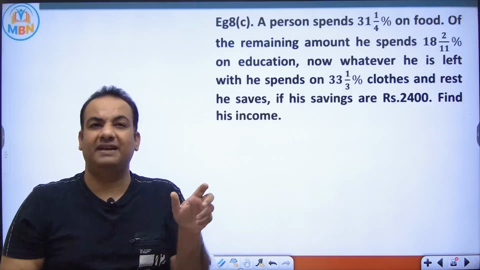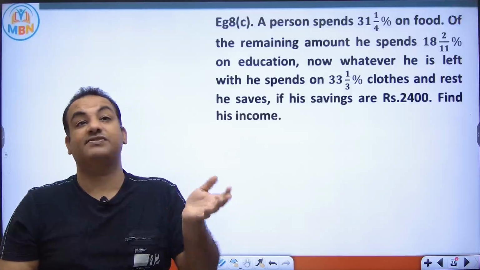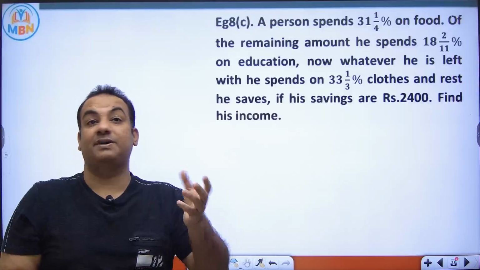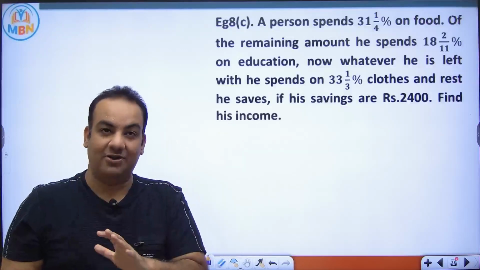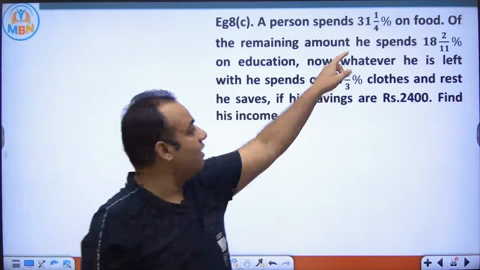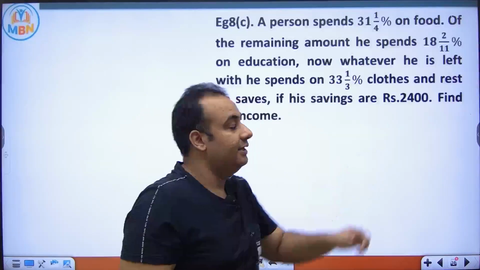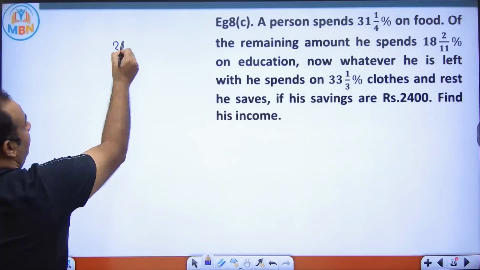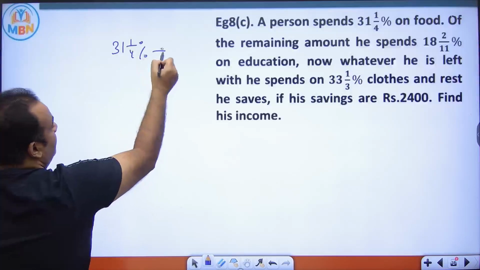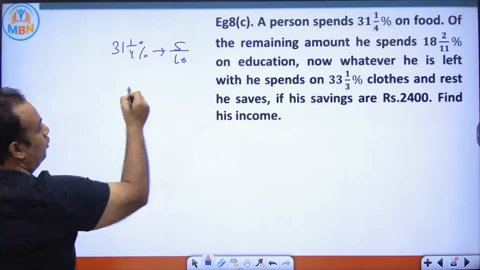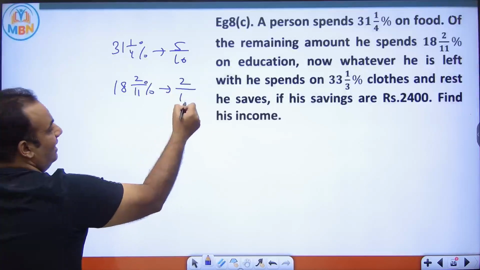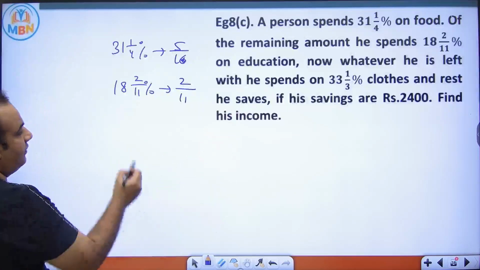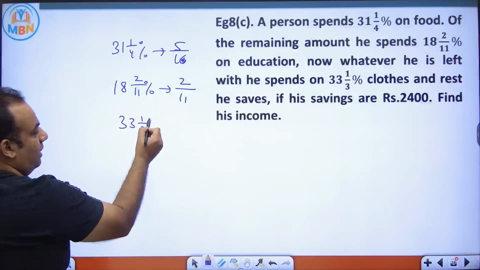31 1 by 4 is 31.25, which is 5 times 6.25. And 6.25 is 1 by 16. So this is 5 by 16. If it clicks to you, then it is very good. If it does not click to you, then you have to convert it into a fraction. Okay. Now 31 1 by 4% is actually 5 by 16. 18 2 by 11%: 9 1 by 11% is 1 by 11, so this is 2 by 11. 33 1 by 3% is very simple, which is 1 by 3.